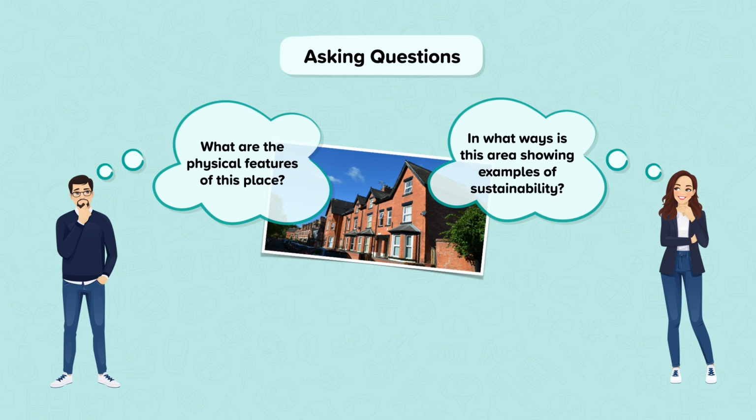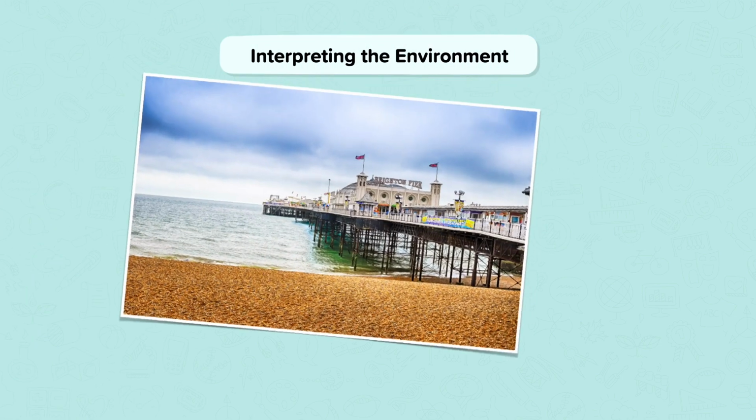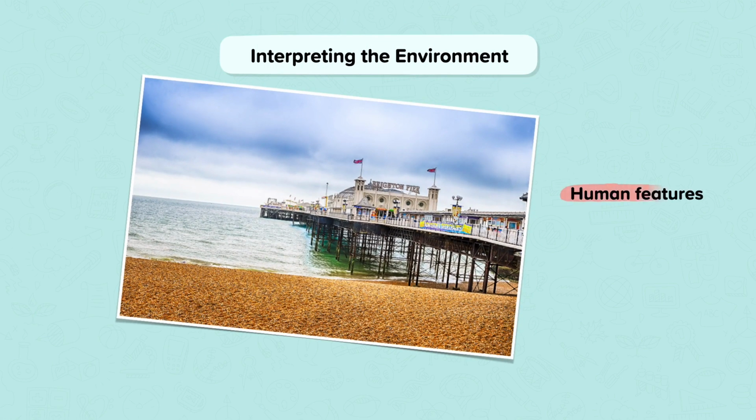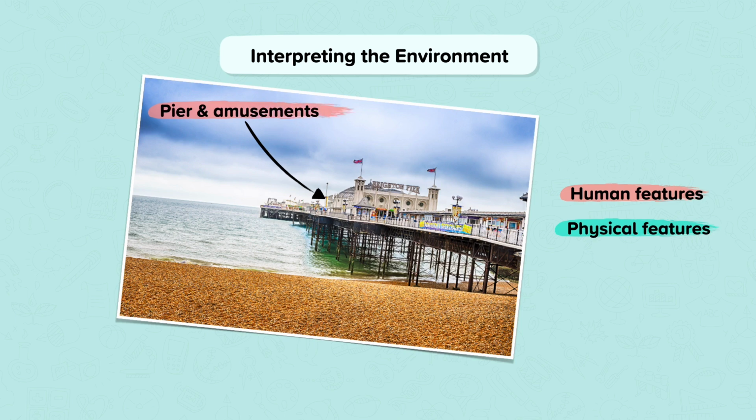Interpreting the environment is a key geographical skill. Both human features and physical features can be identified from photographs. Therefore, we can use them to interpret how an area is used. For example, this image of Brighton shows the pier and amusements, which is evidence of human activity, in particular tourism. However, the shingle beach in the foreground shows that physical features are also present.